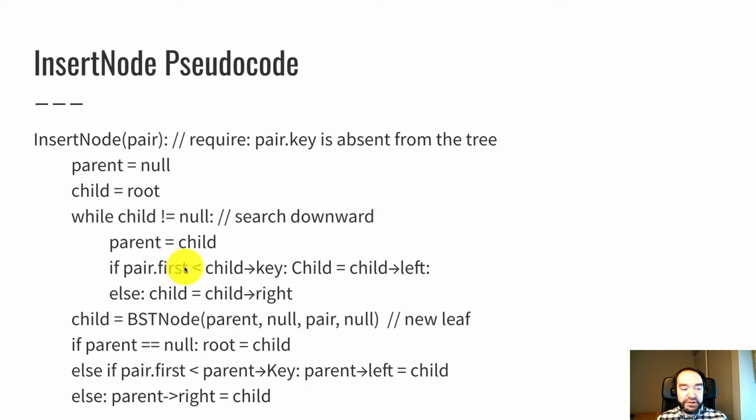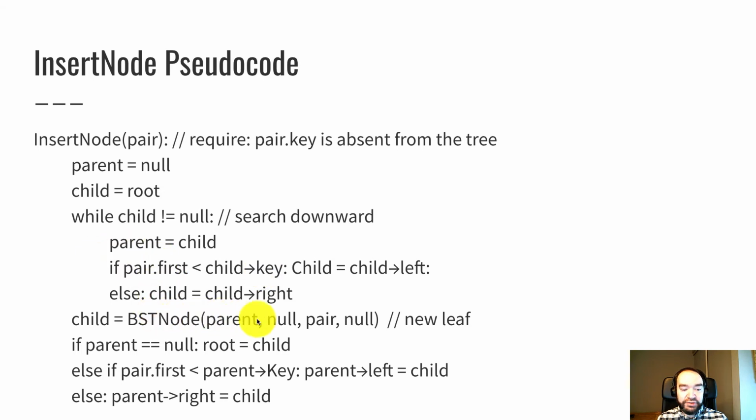And that's based on the normal comparison. If the pair's key is less than the current child's key, we go left. Child equals child left. Otherwise, child equals child right. Note that we don't need to check for equality with the child's key because, again, we know that this key is not in the tree anywhere.